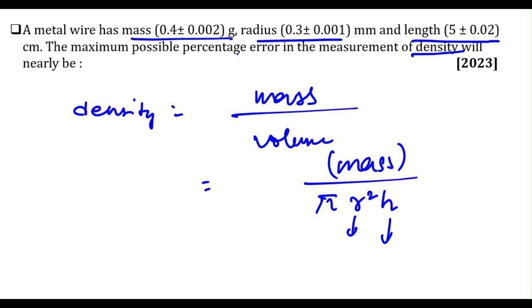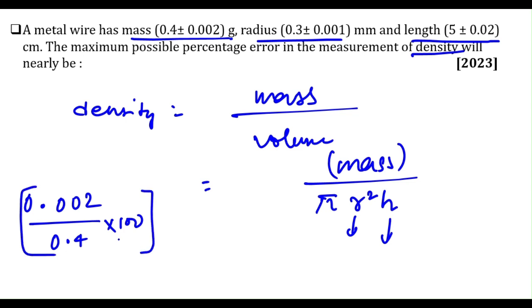What we need to do is just calculate percentage error. This is very easy. 0.002 divided by 0.4 into 100. This is relative error, error in measurement by the measured value. Now multiplied with 100, this is percentage error. Percentage error in mass, measurement of mass. Okay.